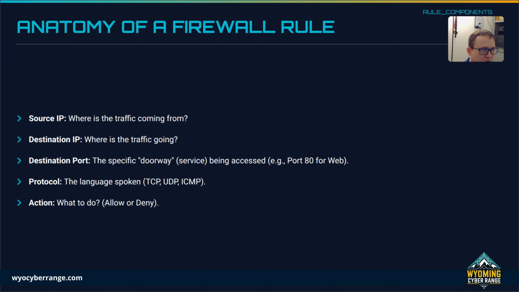Now, to configure a firewall, you must write rules. And every rule is going to have 5 components. The source IP: who is knocking at the door? The destination IP: where are they trying to go? Destination port: which specific door or service are they trying to access, like port 80 for the web? What protocol are they using? What language are they speaking? TCP, UDP. Action: what do we want to do? Do we want to allow this or deny it?